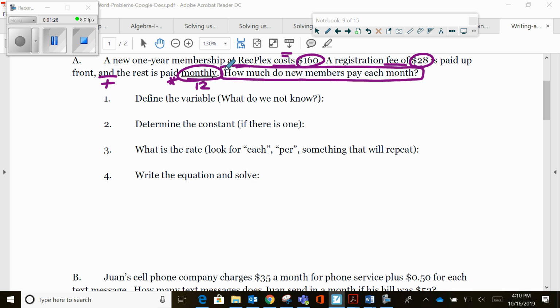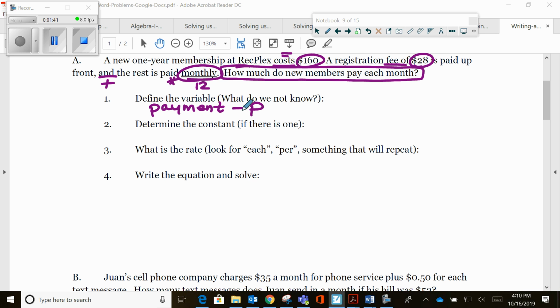The first step is to identify your variable. The variable is what you don't know. We do not know the payments. So payments is going to be our variable, so I'm going to use P as my variable.